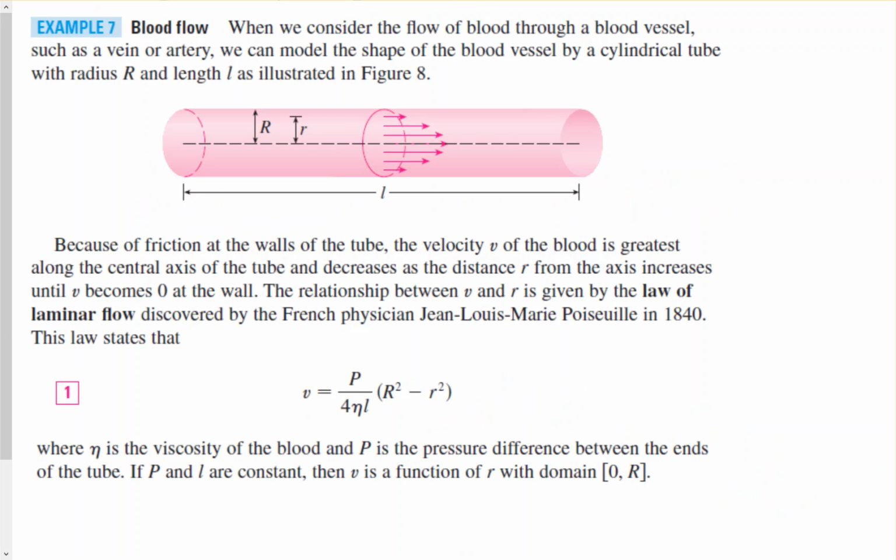Okay, blood flow. When we consider blood flow through a blood vessel, such as a vein or artery, we can model the shape of a blood vessel by a cylindrical tube with radius r and length L, as illustrated in this figure. Because of the frictions at the walls of the tube, the velocity v of the blood is greatest along the central axis of the tube and decreases as the distance r from the axis increases until v becomes 0 at the wall. So it's fastest in the middle, along the axis, and then it decreases as you get towards the walls.